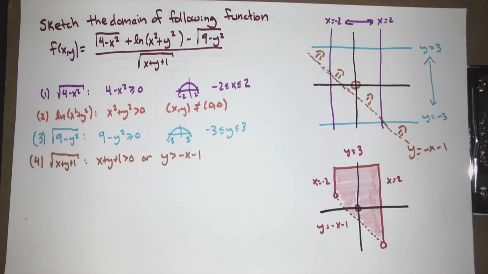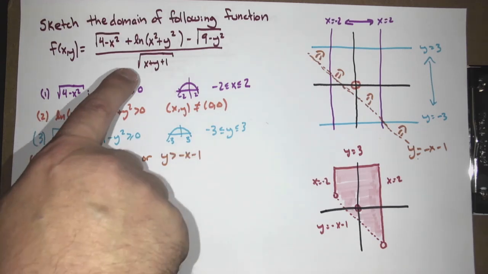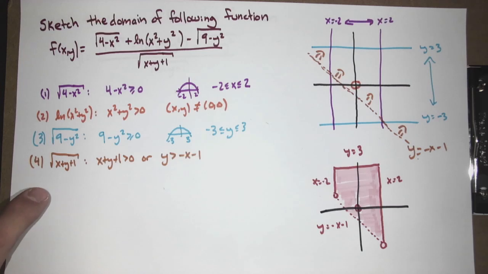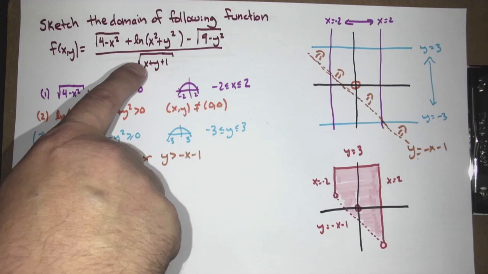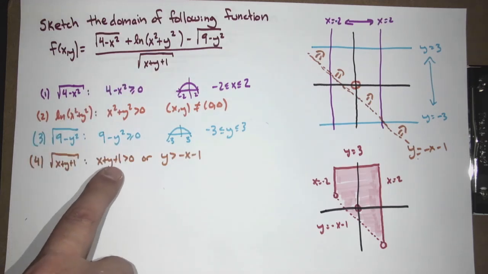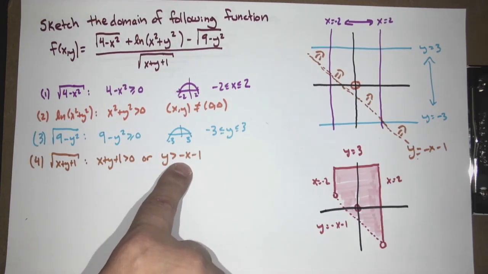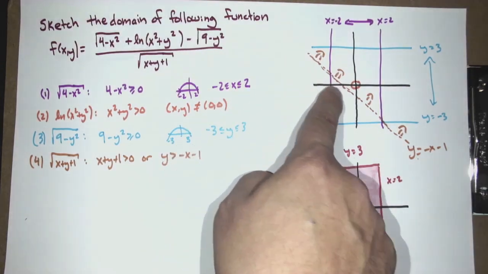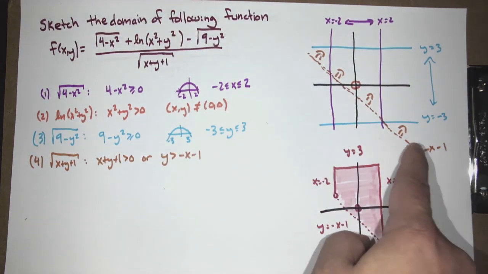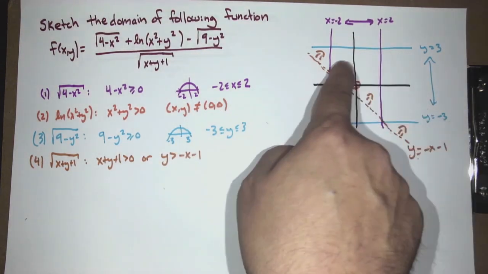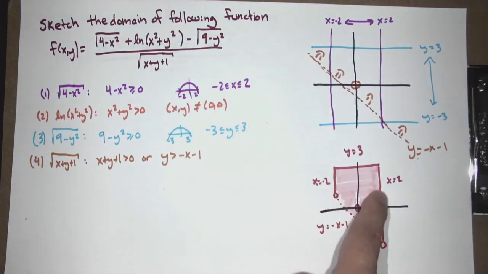So the last part is the denominator. Well, x plus y plus 1 can't be negative, but it can't be 0 either, because if it was 0, you'd be dividing by 0. So x plus y plus 1 has to be greater than 0, which says y has to be greater than minus x minus 1. So you have the line y equals minus x minus 1, and you have to be on that side of the line. So that says that region is what satisfies all the conditions.